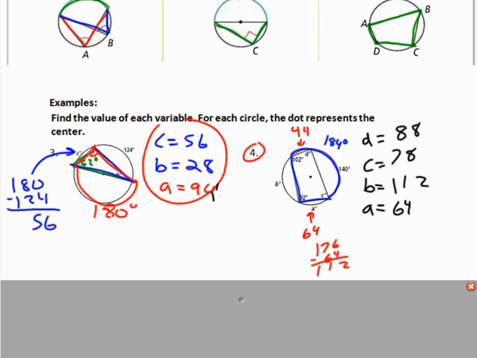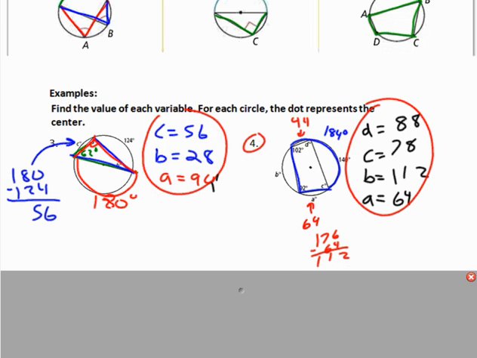So I got these answers over to the right. D and C were pretty easy to figure out because opposite angles of quadrilaterals have to be supplementary. So D and 92 have to be supplementary, so D is 88. C and 102 have to be supplementary, so C is 78. And then I utilized the inscribed angles formula to find the other two. B would be 112 and C is 64, if my calculations are correct on that one.